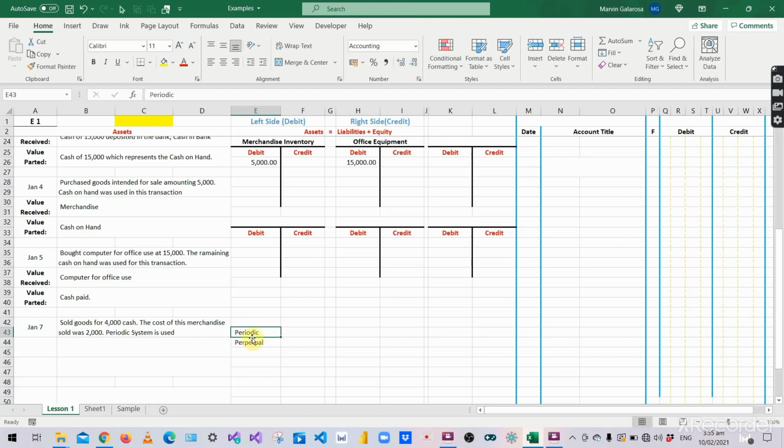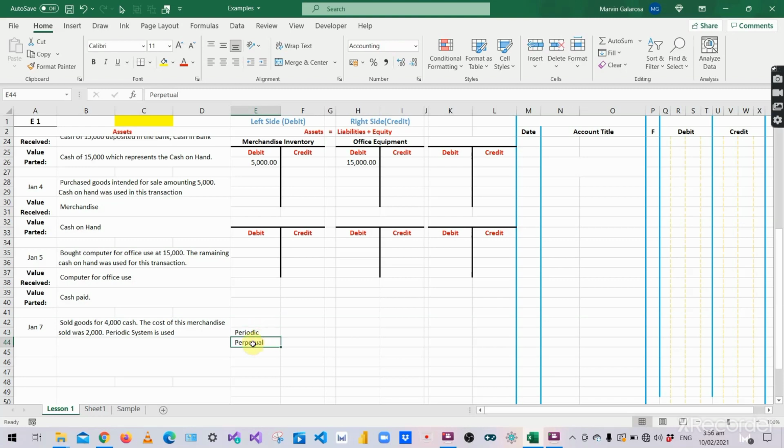Sa ngayon, hindi pa natin siya i-discuss comprehensively. So, background lang muna. Ang periodic system, malalaman mo lang ang inventory end mo kapag nagsagawa ka na ng physical count. Kapag nag-record ka ng sales, ang concern mo lang is yung either cash or accounts receivable, saka yung sales account.